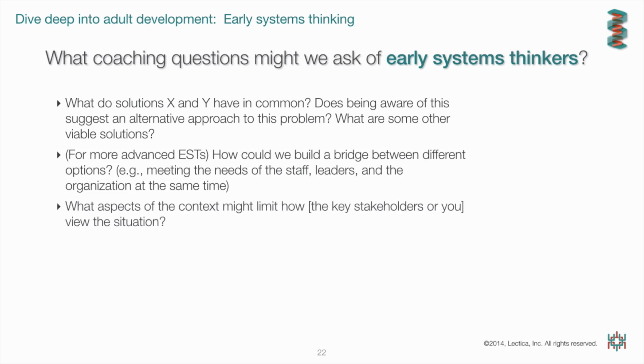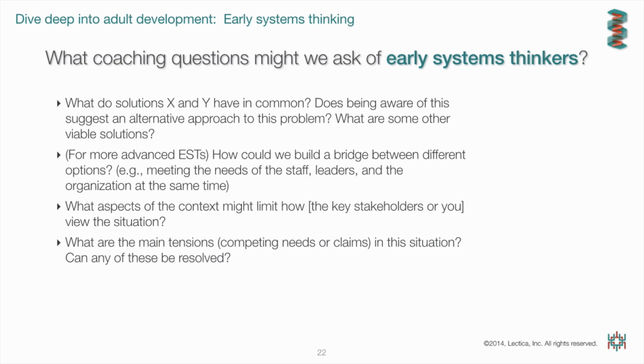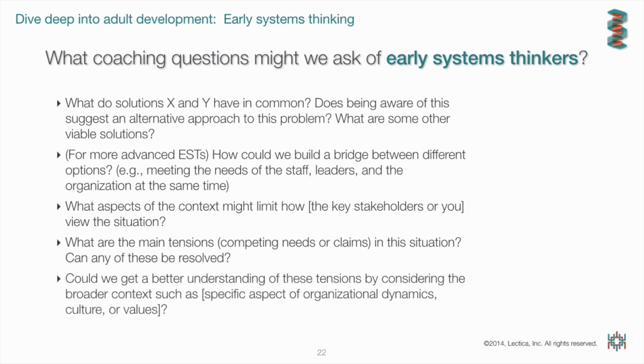What aspects of the context might limit how the key stakeholders or you view the situation? What are the main tensions, such as competing needs or claims in the situation? Can any of these be resolved? Could we get a better understanding of these tensions by considering the broader context, such as the specific aspect of organizational dynamics, culture, or values? You may notice that these coaching questions have increased in complexity and scope compared with the questions for advanced linear thinkers, just as you might expect.